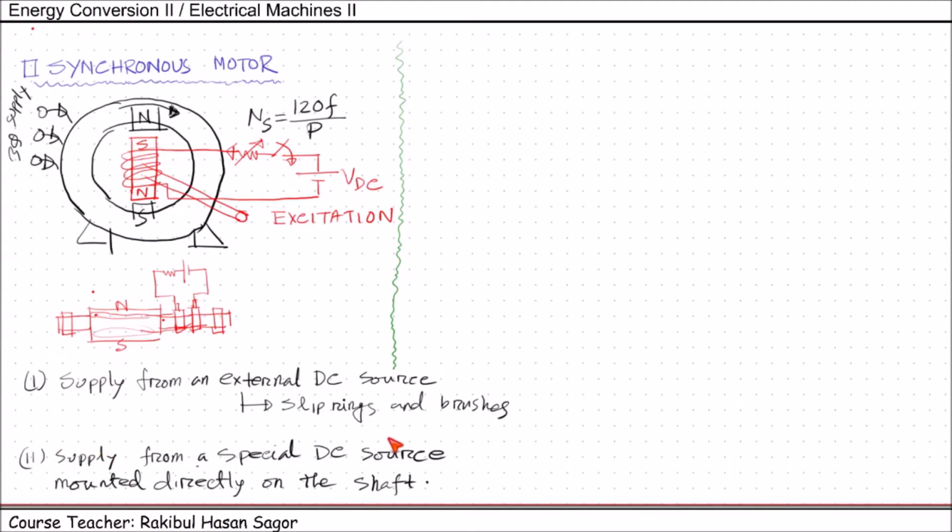For the process described here, that is supply from a special DC source mounted directly on the shaft, if we use a permanent battery here, then it is required to recharge the battery very often. Another technique is that sometimes on larger generators and motors, brushless exciters are used to supply the DC field. An exciter that will produce DC supply when the rotor rotates from a three-phase supply is mounted, which will provide the DC source to the rotor. Next we'll see how to start a synchronous motor.